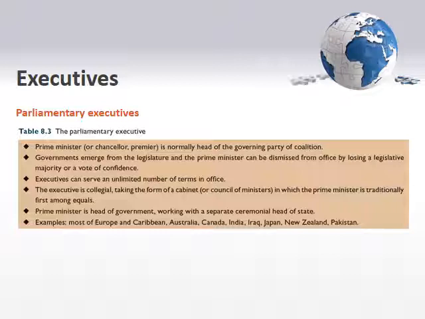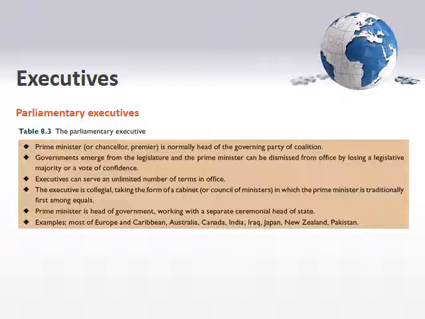If there's division within the cabinet, it could be that the party that's represented by that cabinet minister would no longer support the prime minister. So it needs to be much more cooperative, much more collegial. People need to get along.